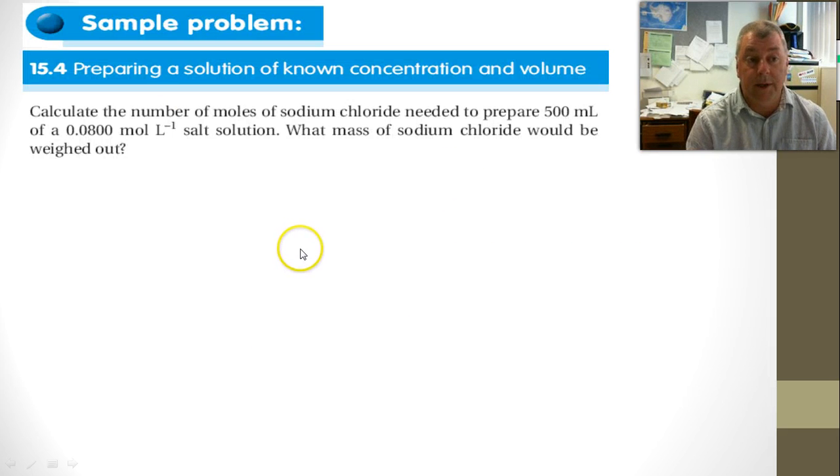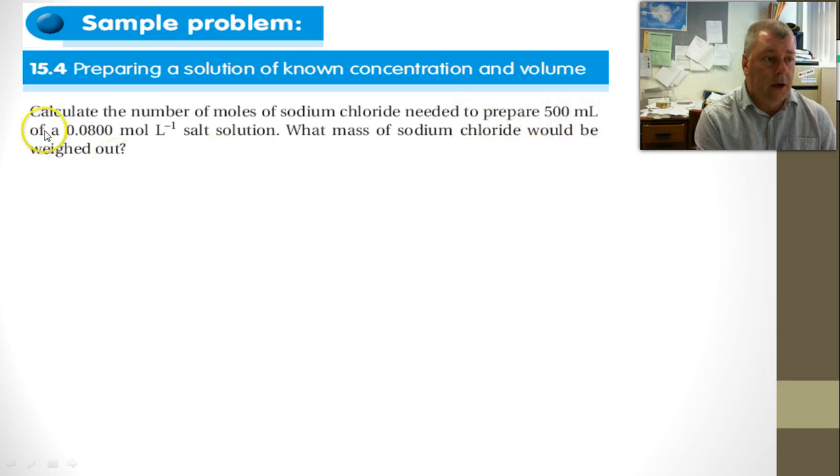So let's do a couple of calculations using those formulas. First one is preparing a solution of known concentration and volume. Calculate the number of moles of sodium chloride needed to prepare 500 milliliters of a 0.08 moles per litre salt solution. What mass of sodium chloride would be weighed out?